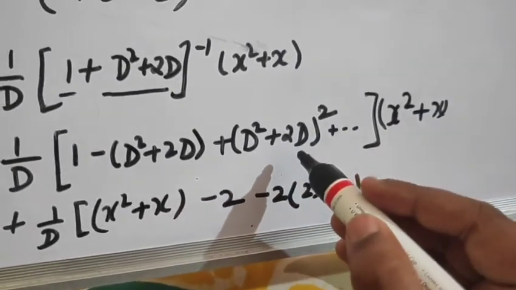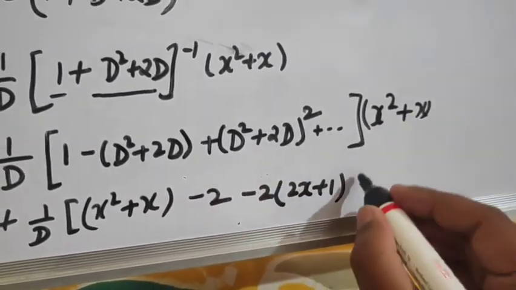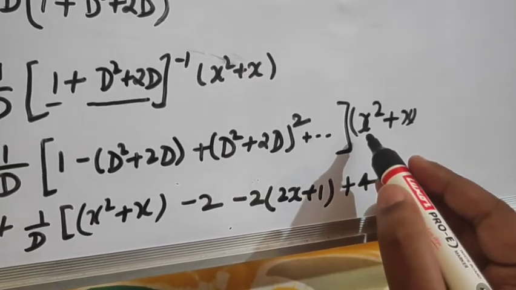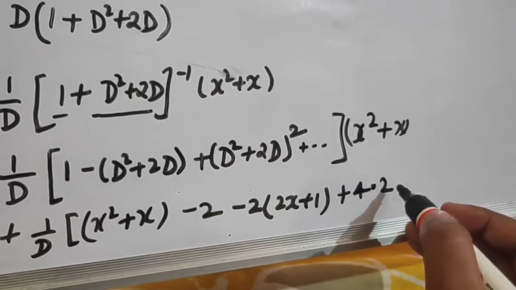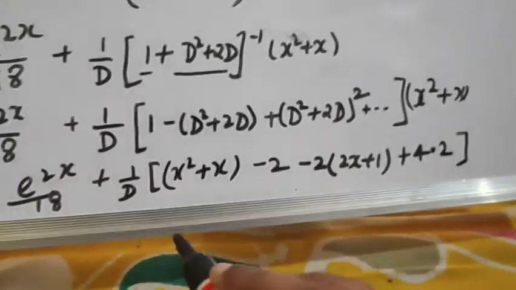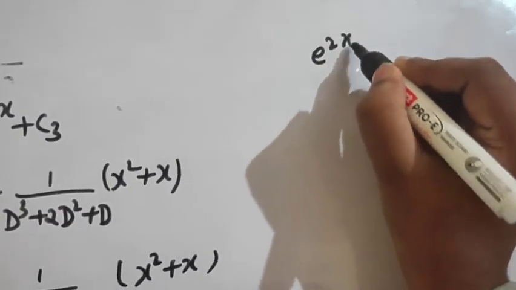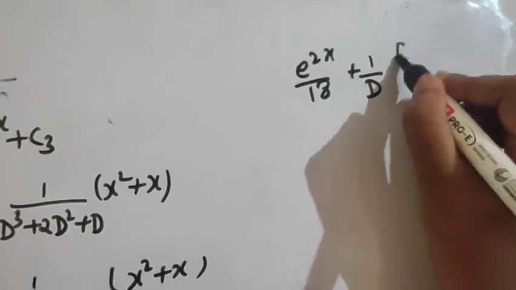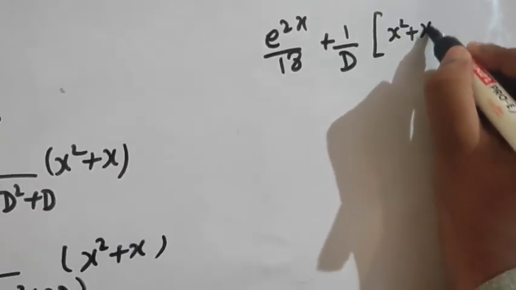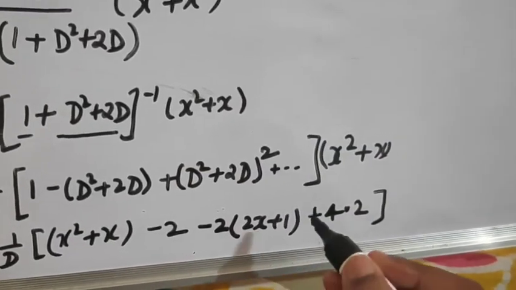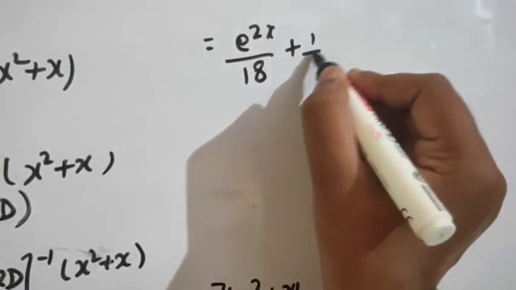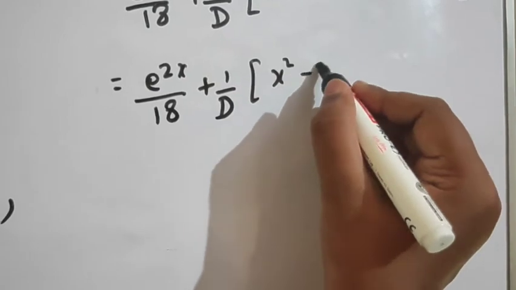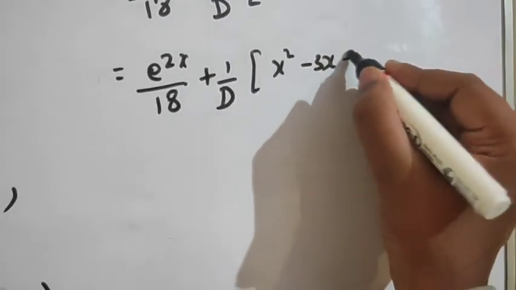D power 4 anyway neglected. 4d square is what we are looking for. So 4 double derivative. So double derivative here is 2. And again d cube we will be neglecting because that becomes 0. Okay. So e power 2x divided by 18 plus 1 by d, x square plus x minus 2 minus 4x minus 2 and plus 8. E power 2x divided by 18 plus 1 by d, x square minus 3x, and 8 minus 4 is 4.